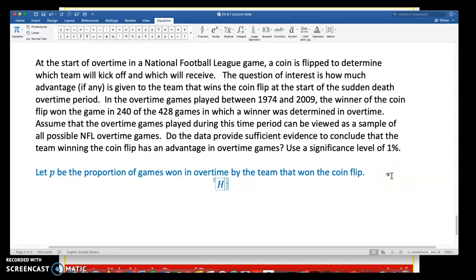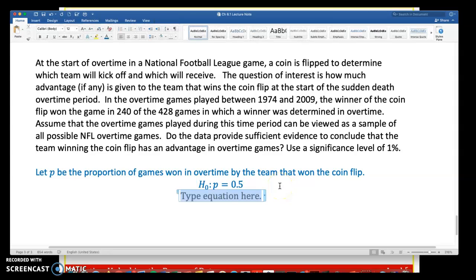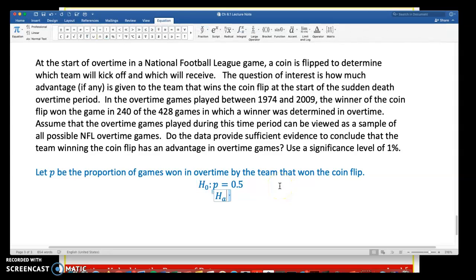All right, then let's write our hypotheses in terms of this. We want to know if there is evidence that the coin flip winner has an advantage in overtime games. So if we assume there's really no advantage, we're going to assume this p to be 0.5. Equally likely that each team could win, whether you win the coin flip or not. And just like in the previous example, if there is an advantage, this should probably be bigger than 0.5.